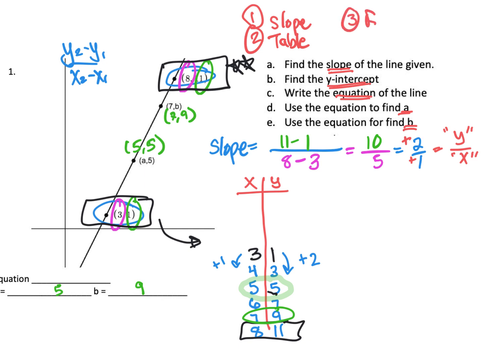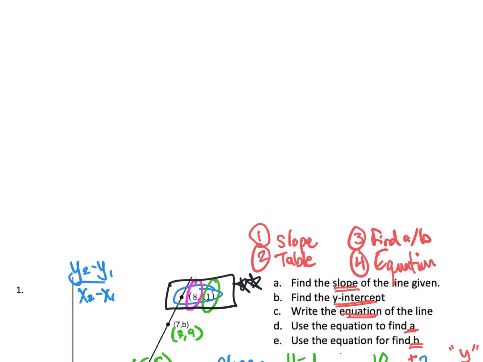3, find A and B. And then 4, we are going to go ahead and find an equation. So for us to find an equation, we want to find the y-intercept. Now, to kind of help us remind ourselves, this line, this graph has nothing to do with what we're doing before.